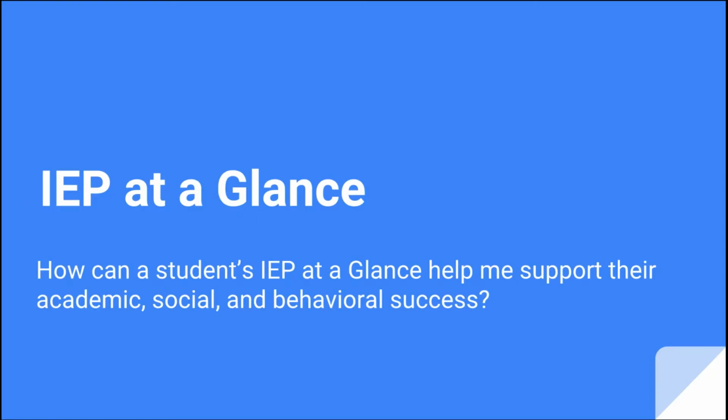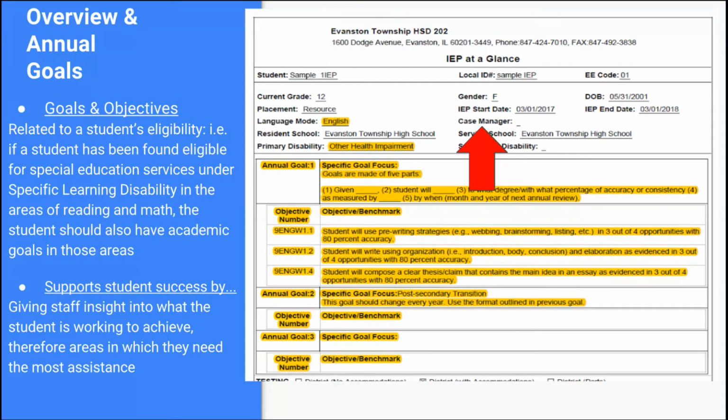So, how can a student's IEP at a glance help you support their academic, social, and behavioral success? This document should be available to you via TAC. It is typically uploaded by the student's case manager and includes information regarding student strengths and current academic, functional, social, emotional, communication, and vocational performance. It includes students' annual goals and objectives and accommodations and/or modifications for both classroom and standardized testing.